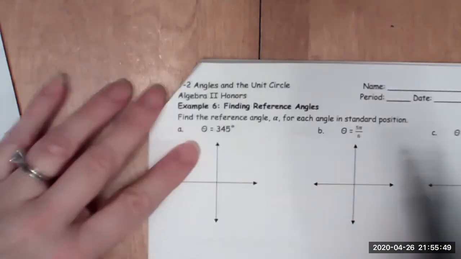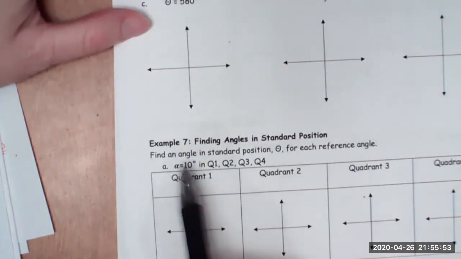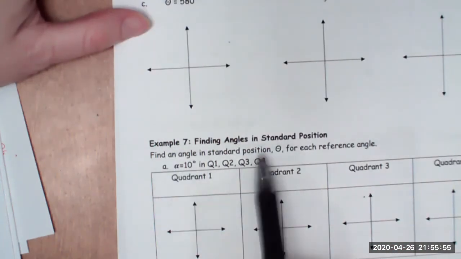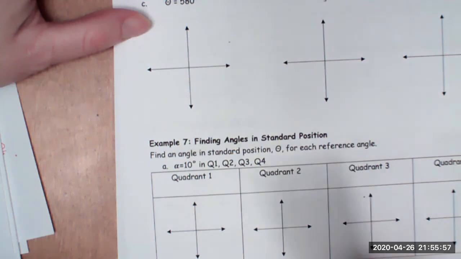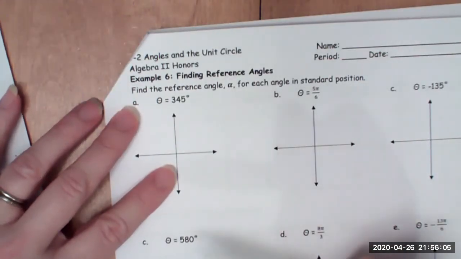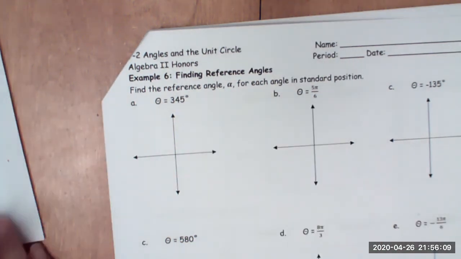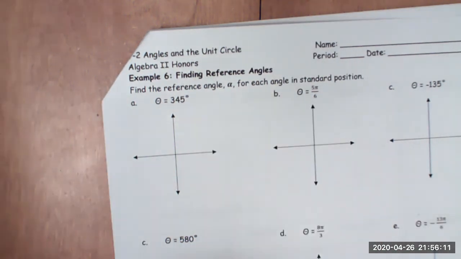All right, or vice versa, sorry, I misspoke. For example 7, we're going to be given a reference angle, and we're going to find the angle in standard position. Here we're going to find the reference angle, and we're going to be given the angle in standard position. So let's look at 345 degrees, for example.